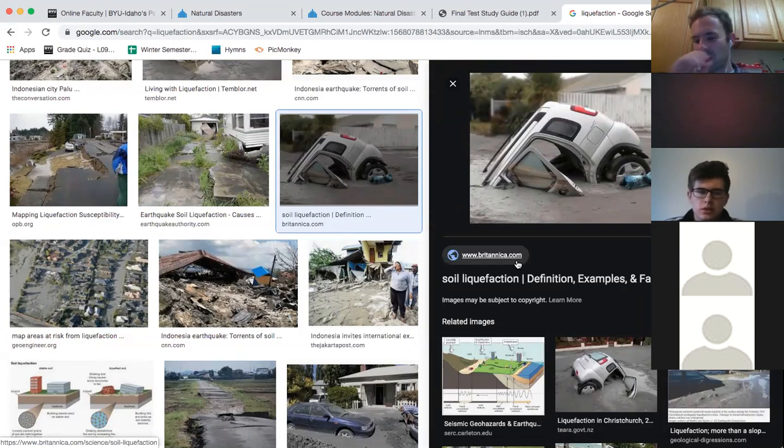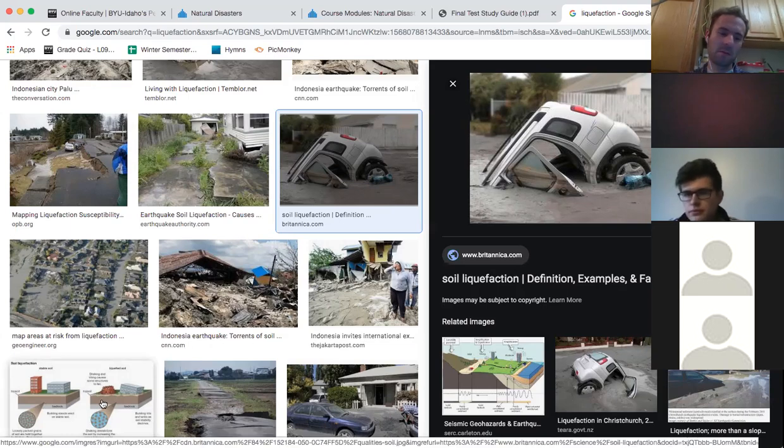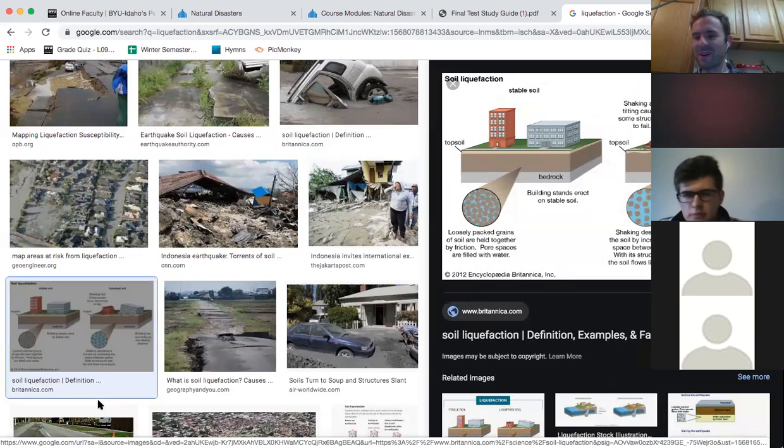So who can explain liquefaction for us that has not yet answered a question? And you can use this picture I've got up here to help you describe it. Or better yet, this figure right here will help. So who can explain this figure to me? I'll give you guys a couple of minutes to read it, and for those typing, we're using chat to type it.